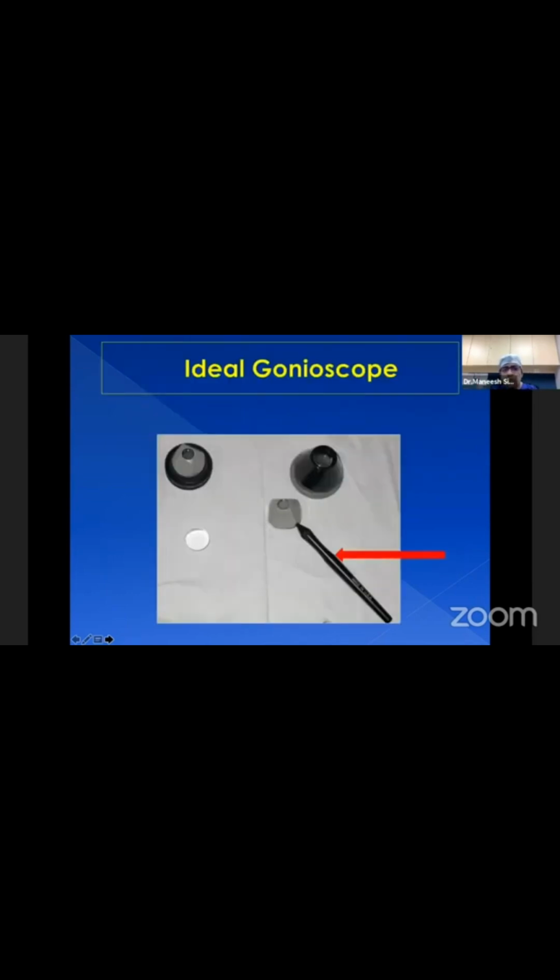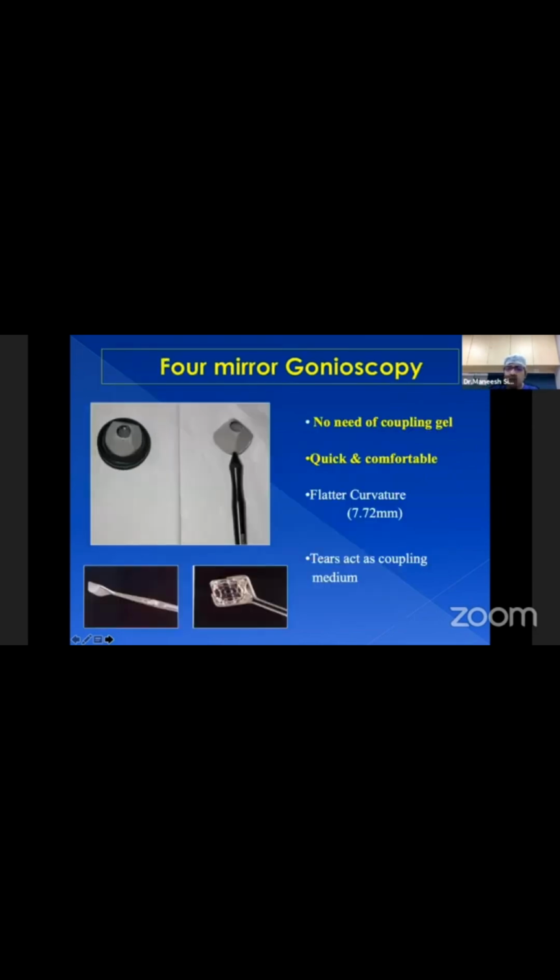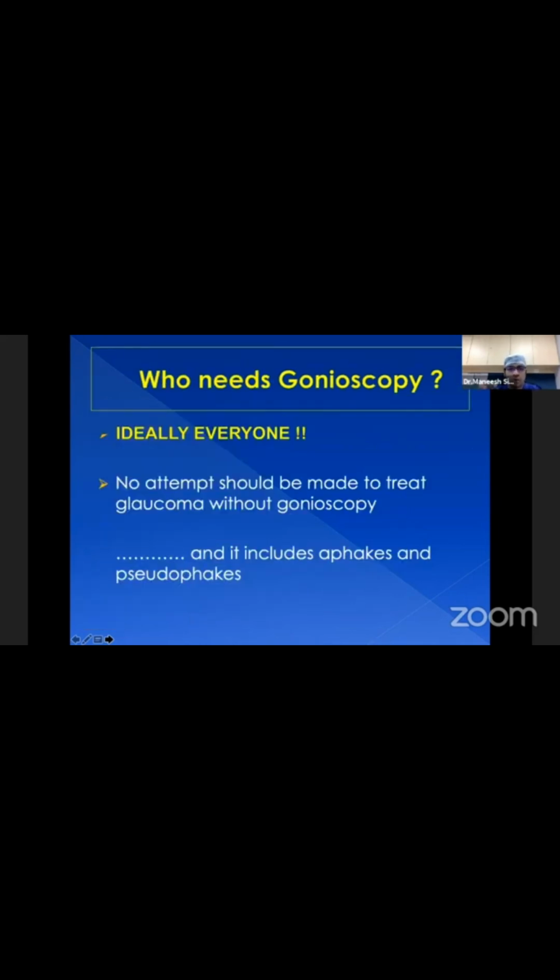But when we switched to a 4-mirror gonioscope like a Sussman or a Posner type, where you don't need any coupling gel, it's very quick, comfortable, and you end up doing much more gonioscopy, and it is more informative compared to a 2-mirror or a 3-mirror gonioscopy.